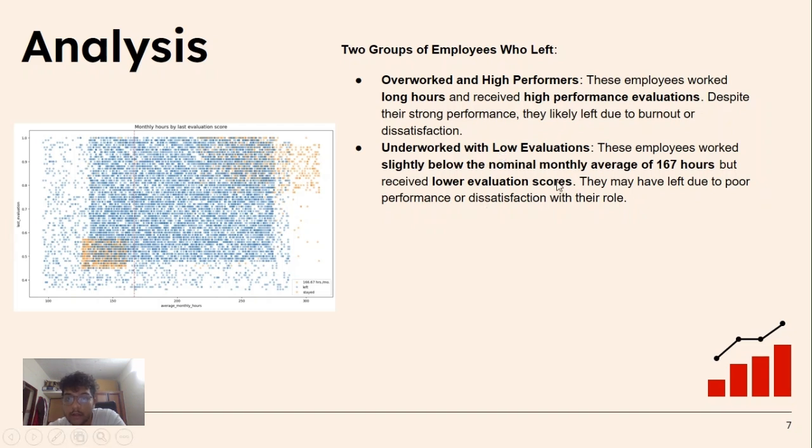These employees worked slightly below the nominal monthly average of 167 hours, and they received lower evaluation scores. They might have left the organization either due to poor performance or dissatisfaction with their role.